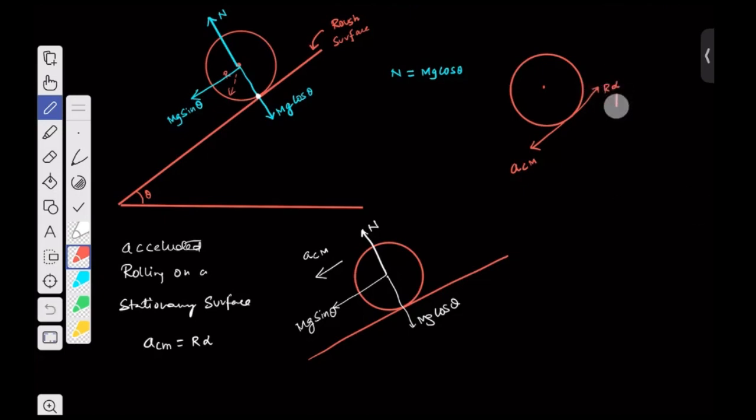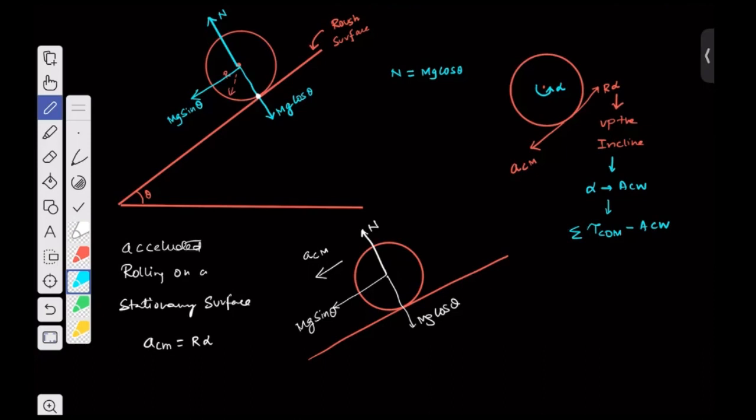Now tell me, in order to get this R alpha present up the inclined plane, what must be the sense of alpha we need about the center of mass? Can you tell me? R alpha is acting up the inclined plane, so the sense of alpha should be this sense. No, what is that sense? It is anti-clockwise. So I need alpha to come anti-clockwise, which means the net torque about the center of mass must be anti-clockwise.